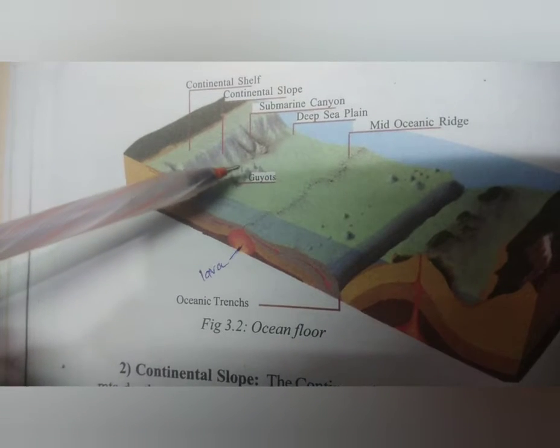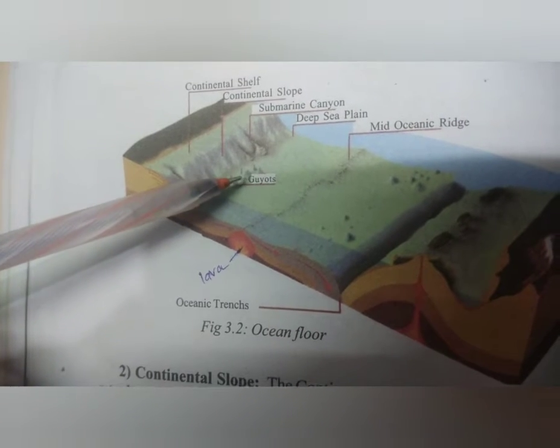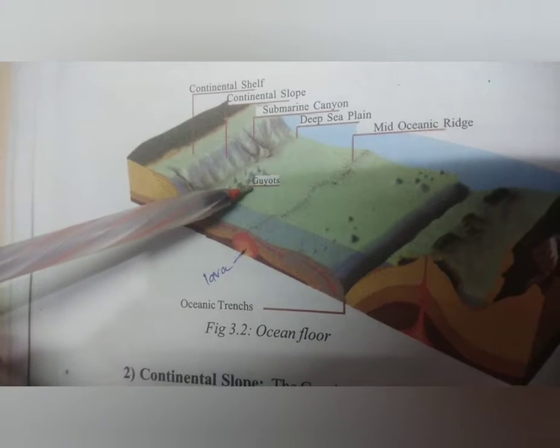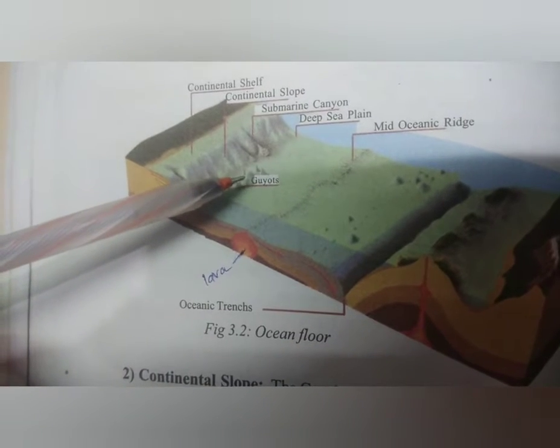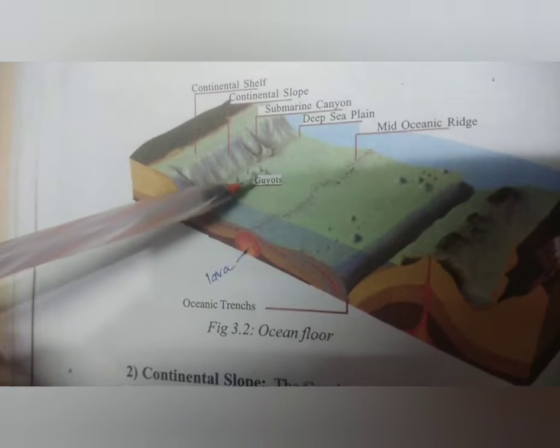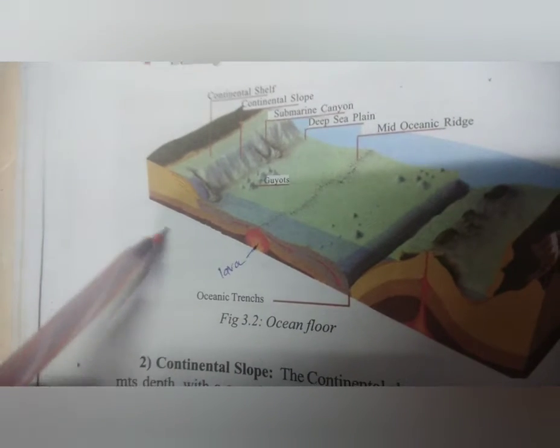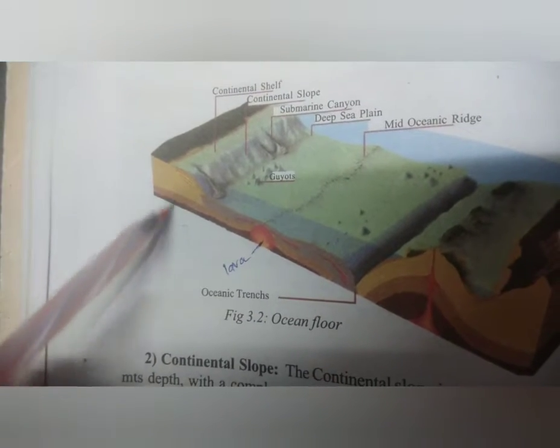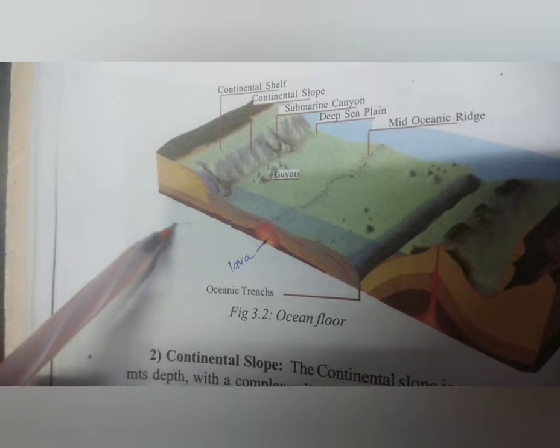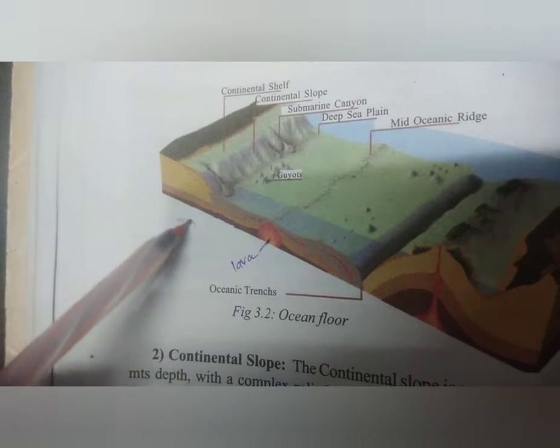G-U-Y-O-T. Guyots. Okay. Guyot means these are the mountains which have flat tops. For example, see here. This is a mountain here. When the water is flowing continuously here, how is the valley there? How is this top there?